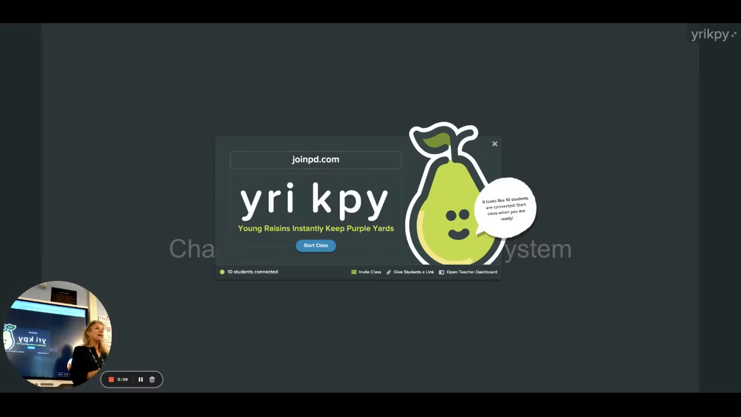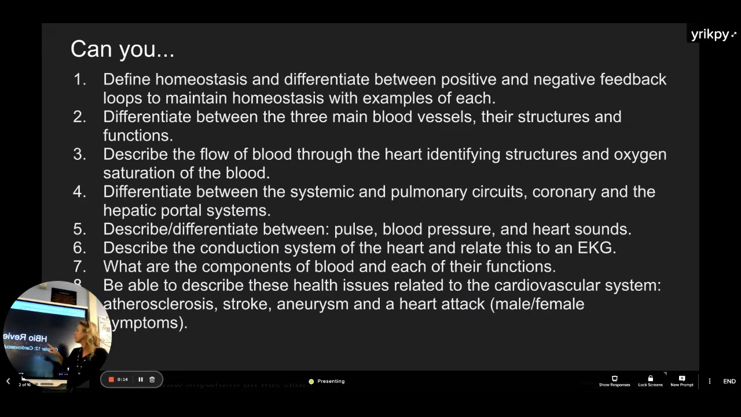Hi, I am Miss Sloan, and this is a very small reviewing group, but we are mighty and powerful. And we are reviewing chapter 12, the cardiovascular system.